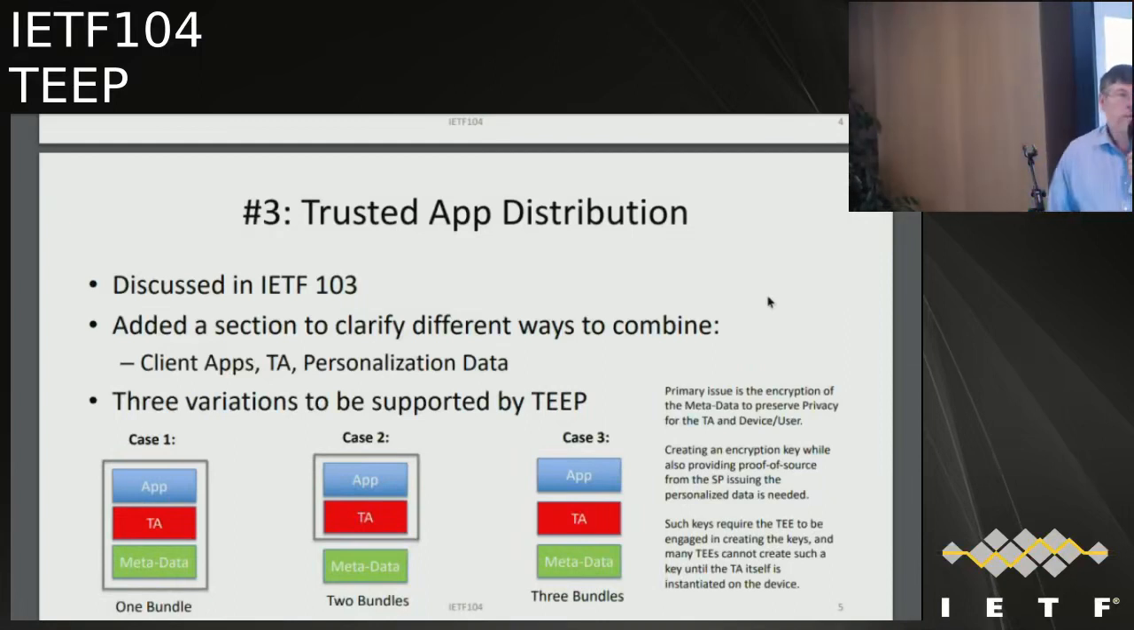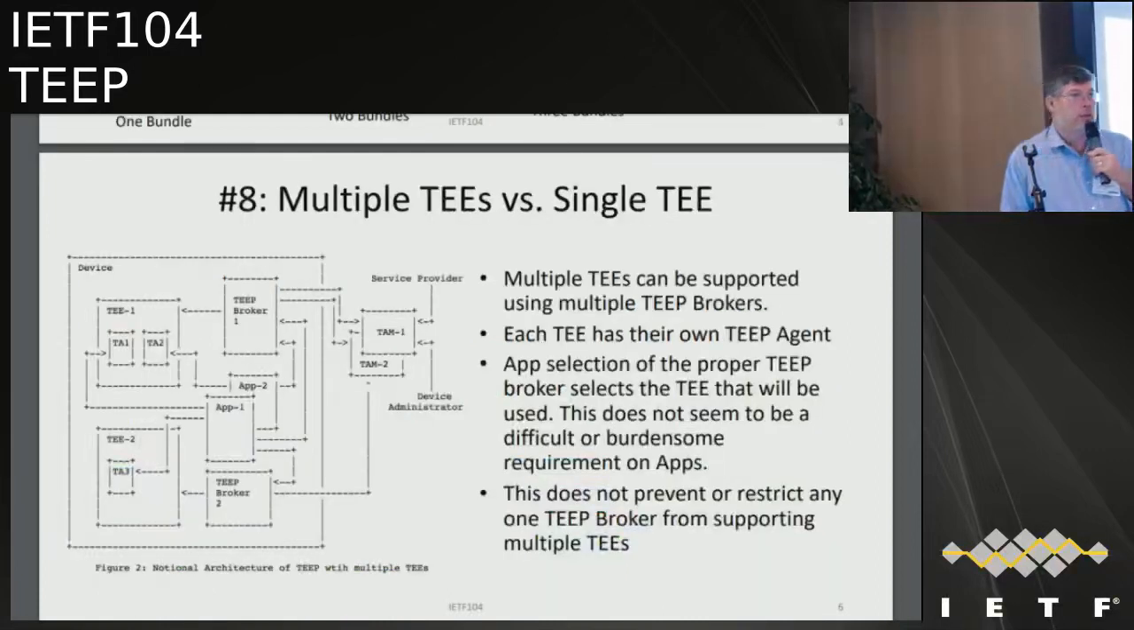One of the other things that was open in the last meeting was, how do you handle multiple TEEs versus a single TEE? Is it too complex? So I put this diagram together. It's in the document. You can see that there's 2 Teep brokers, and they're each talking to their own TEE. In the case where you have multiple TEEs, a Teep broker will be that agent on the rich side that will manage the interactions with that TEE. And that's platform specific, right?